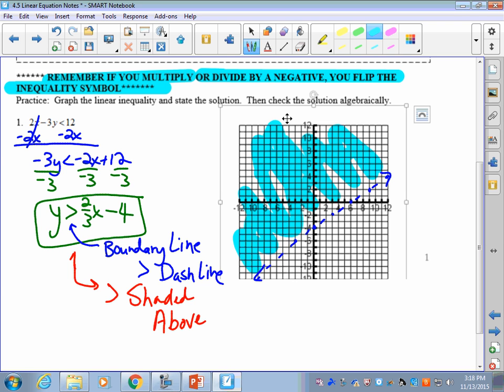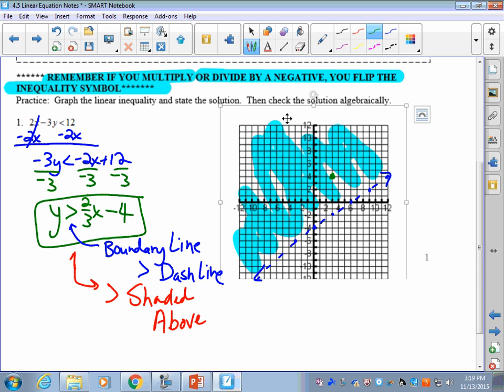All right, now, to state the solution, well, let's think about this. We got to state a solution. We're going to check it algebraically. So, Sterling, where do you think would be a solution to this inequality? Take a guess. Anything above the line. Okay, give me something above the line. 3, 4. So if I look, I go over 3, up 4. All right, you see that point right there?